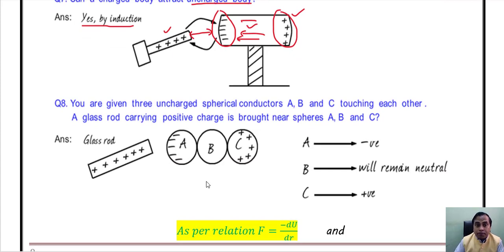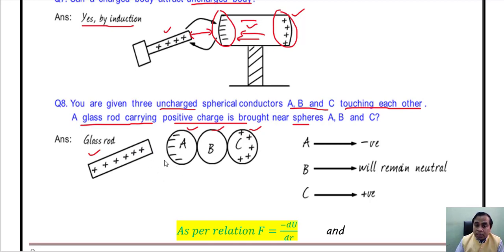Now look at this question. You are given three uncharged spherical conductors A, B, C. Initially A, B, C were uncharged and they were touching one another. A glass rod carrying a positive charge is brought near A. What will it do? It will cause charging by induction.